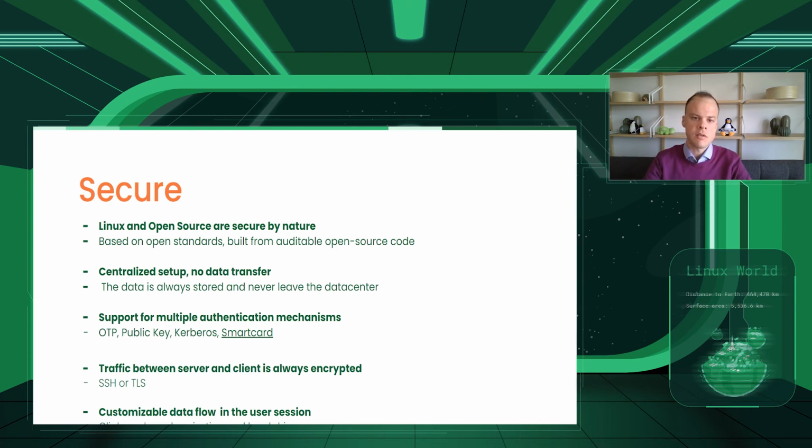It's typical for server-based computing. There is support for multiple authentication mechanisms. In the case of ThingLink: one-time passwords, public key, Kerberos, and smart card, and here I highlight smart card because this was the choice for the bank case that we're talking about. The traffic between the server and the client is always encrypted, being SSH or TLS: SSH in the case of the native client, and TLS when using the web browser, the web access.